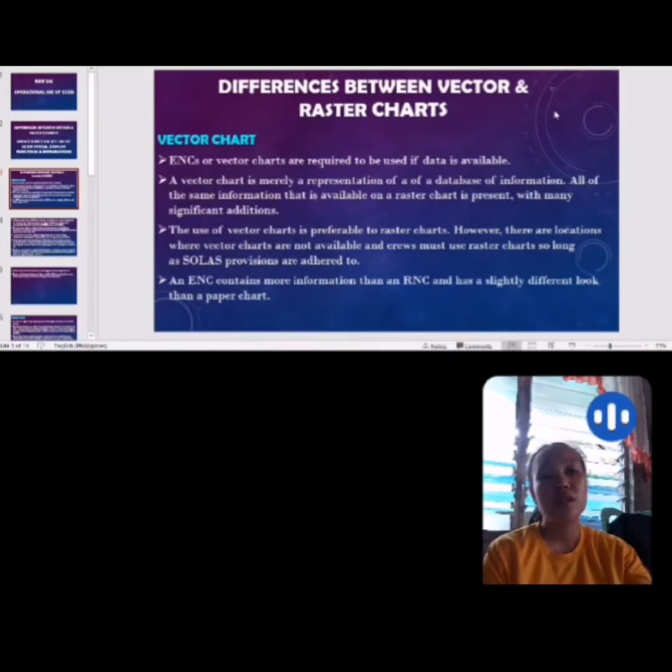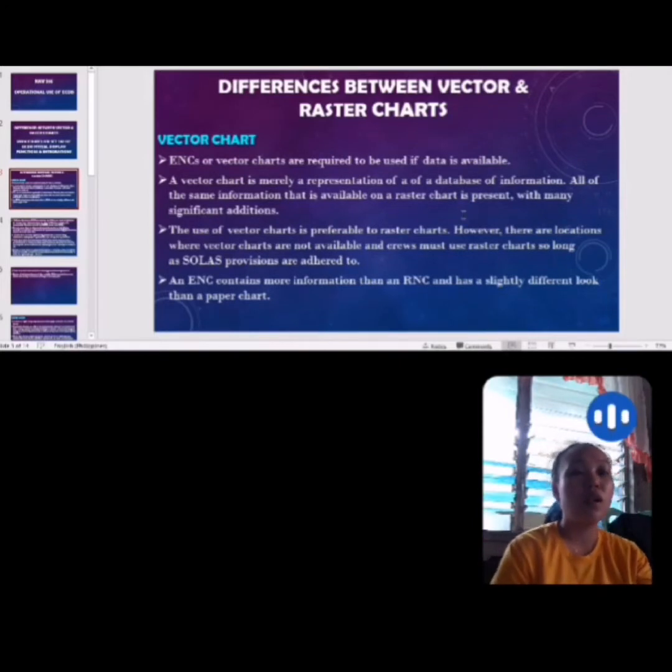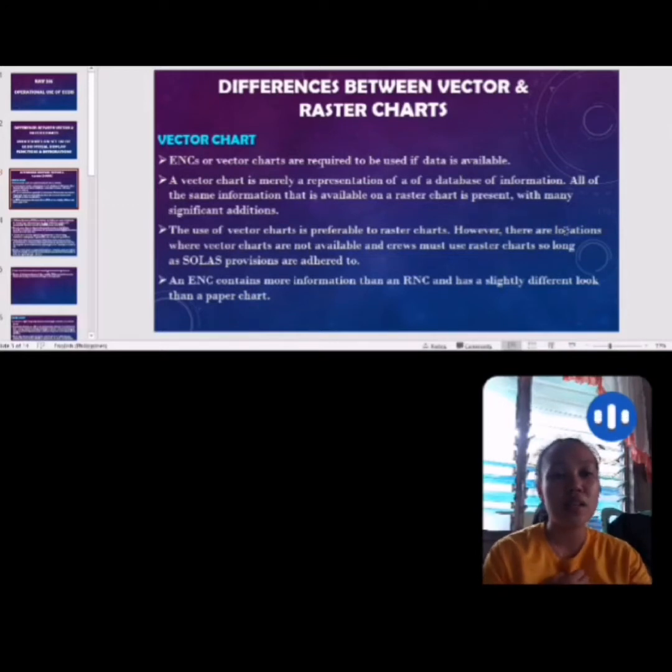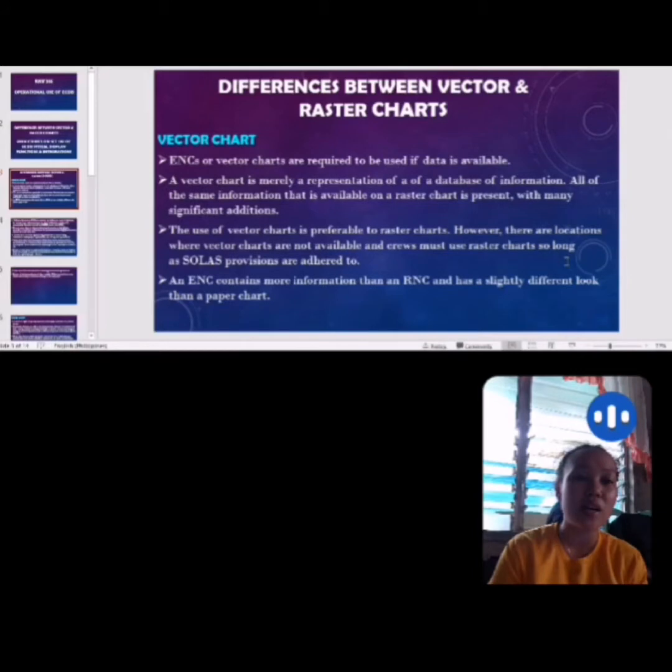Vector charts, or ENCs, are required to be used if data is available. A vector chart is merely a presentation of a large database of information. All of the same information that is available on a raster chart is present, with many significant additions. The use of vector charts is preferable to raster charts. However, there are locations where vector charts are not available and crews must use raster charts so long as TULAS provisions are adhered to. An ENC contains more information than an RNC and has a slightly different look than a paper chart. To be continued by Cadet Salido.